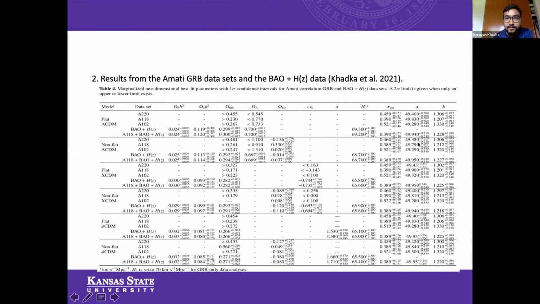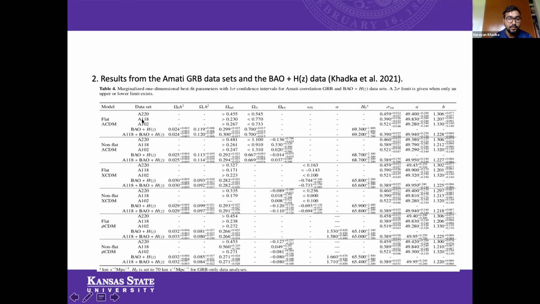We can see cosmological results as well as the MRT relation parameter results for these three GRB data sets. If you see the results here, for the A220 data set, which is the whole GRB data set, and most people are actually using the 220 data set, you can see here the value of omega m naught is very high. It is greater than 0.455. And this is pretty much inconsistent with most of the cosmological data, like CMB, BAO plus SZ and supernovae. This result is mostly inconsistent with other well-established cosmological data.